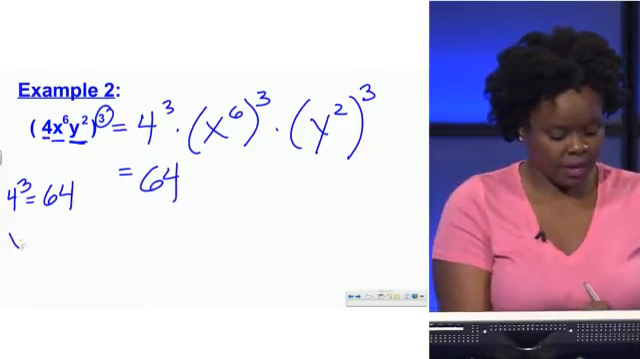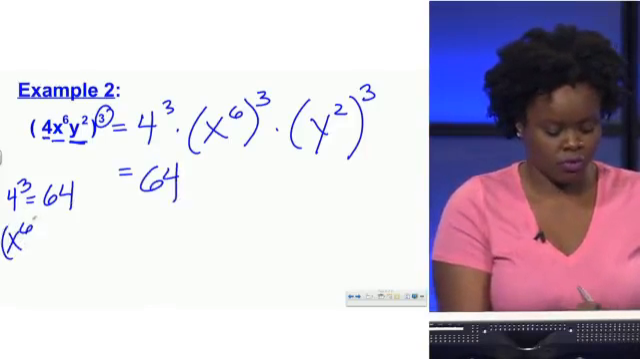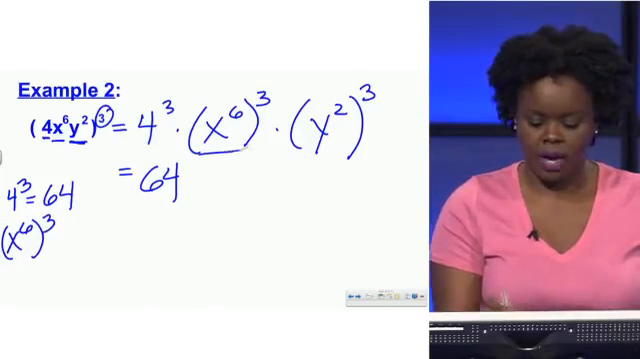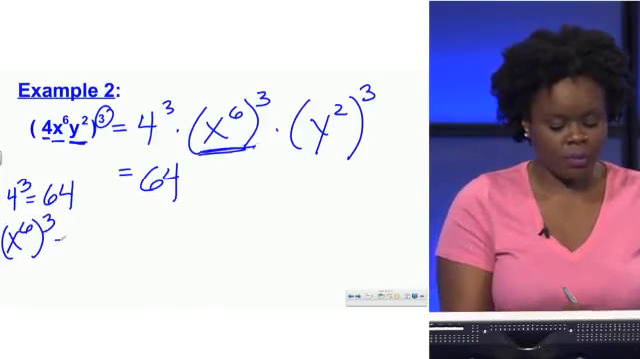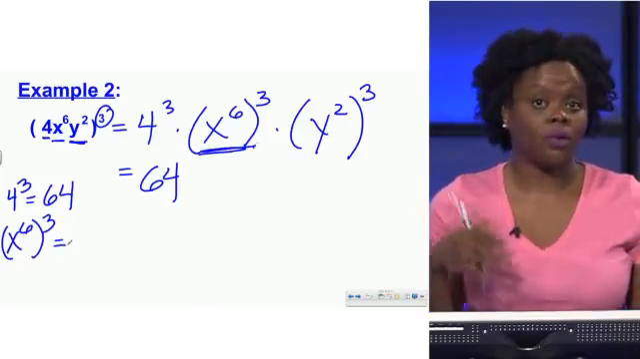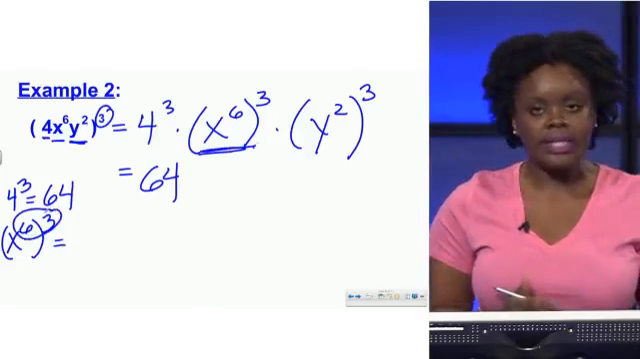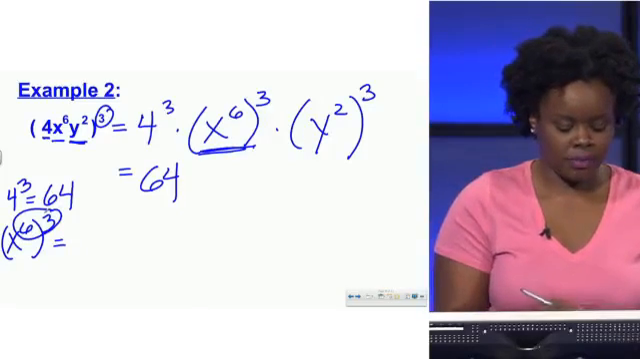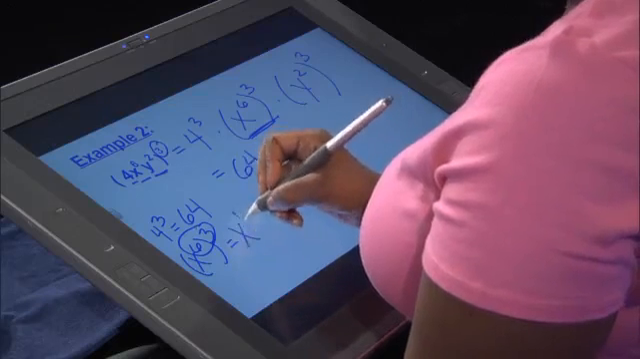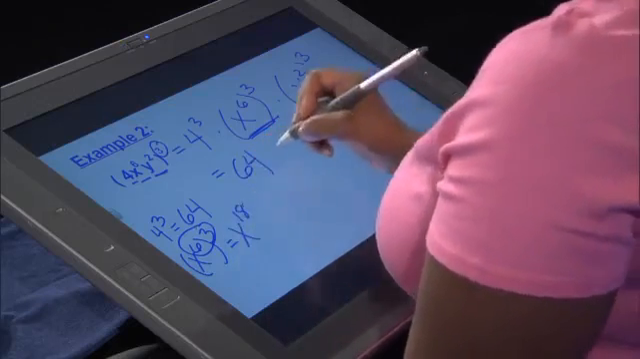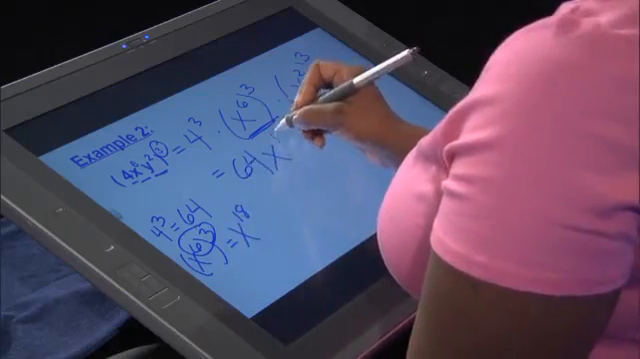Now we have x to the 6th raised to the third power. We've got to handle this. So remember, we just use our rule about applying a power to a power. Just multiply your exponents together. So 6 times 3, that's 18. So that would be x to the 18th.